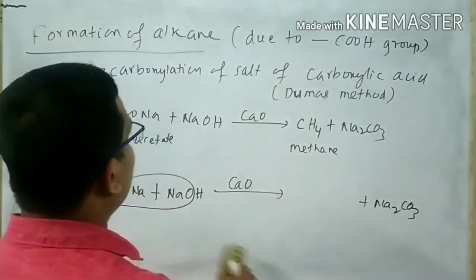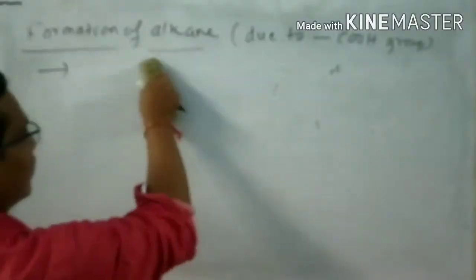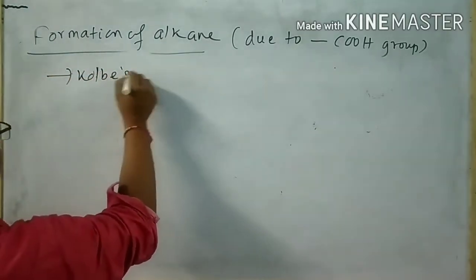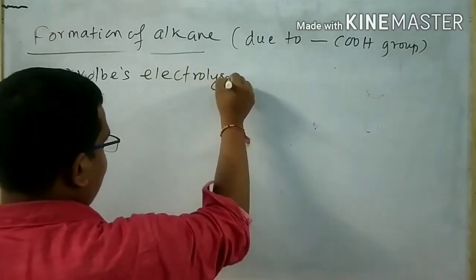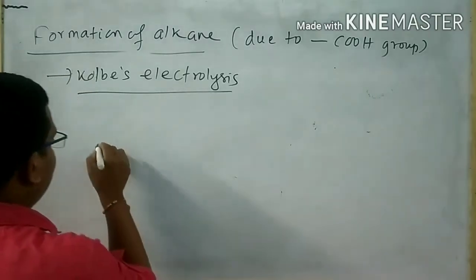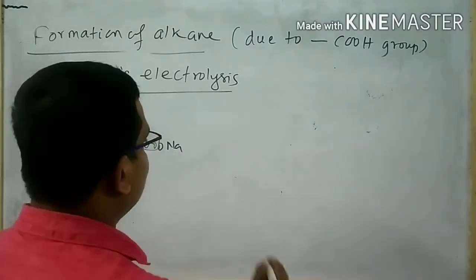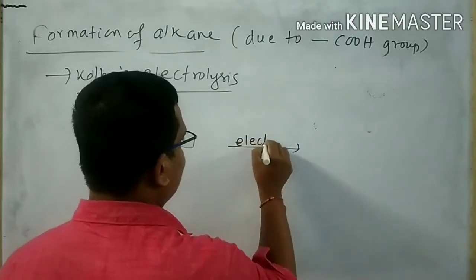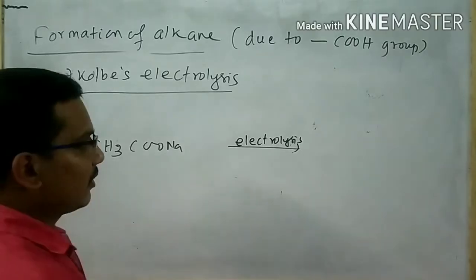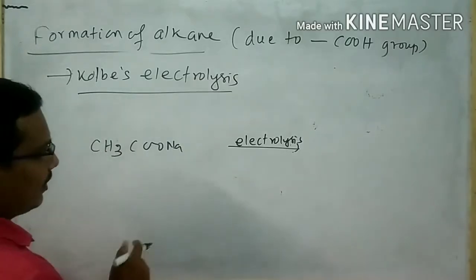Now I will discuss another method, that is your Kolbe electrolysis. In this method, the salt of carboxylic acid is taken. Suppose we take sodium acetate, CH3COONa, and it is subjected to electrolysis. Then alkane is formed. Then how is it possible? Let me explain with a flowchart.